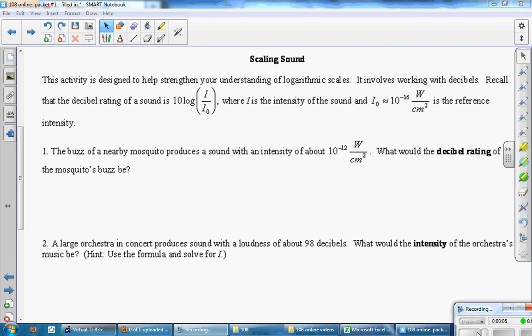Scaling sound. This activity is designed to help strengthen your understanding of logarithmic scales. It involves working with decibels. Recall that the decibel rating of a sound is 10 log I over I sub 0, where I is the intensity of the sound and I sub 0, around 10 to the minus 16 watts per square centimeter, is the reference intensity. I sub 0 is just a constant.